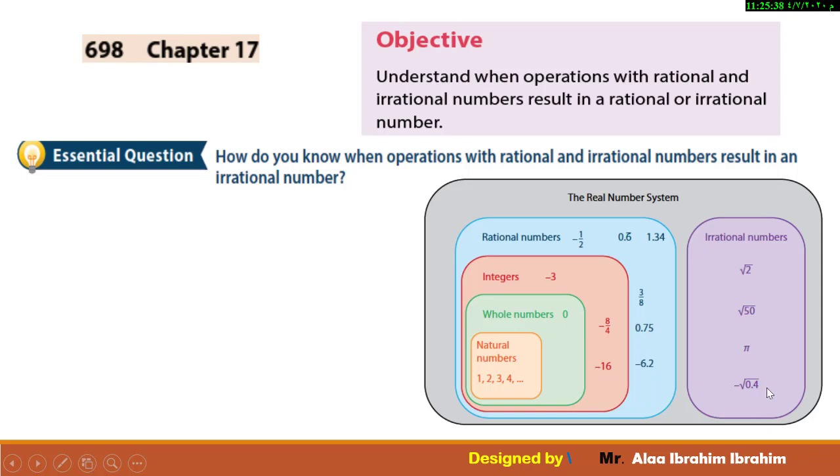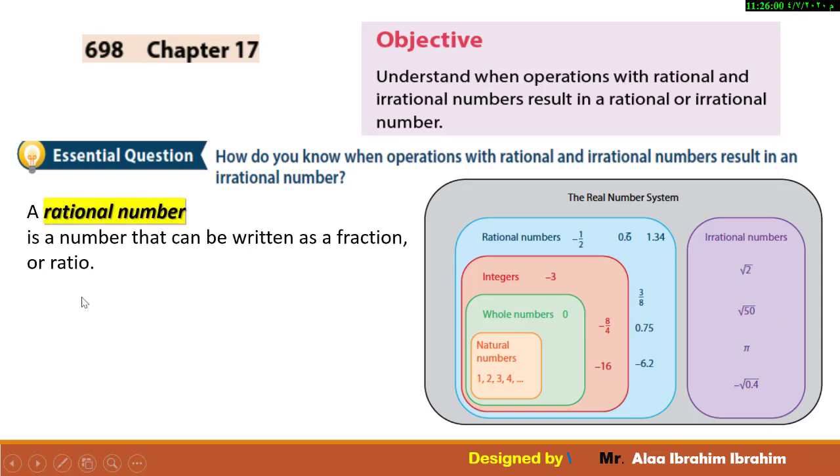Any number that has no square root, meaning no result, like 2, gives a square root of 2 that is 1 point something. This is not a whole number, so this is not rational, this is irrational. Anything with no square root, no cubic root, or any number with an infinite decimal means an irrational number.